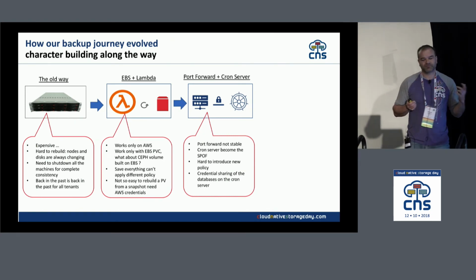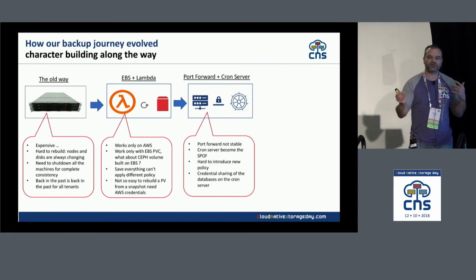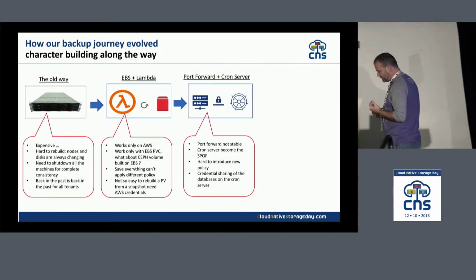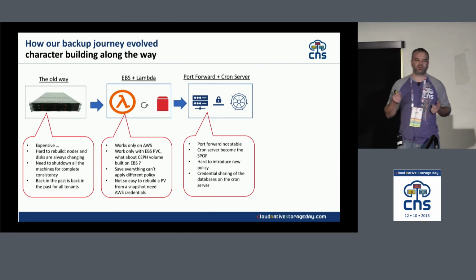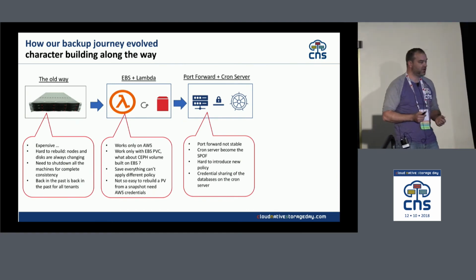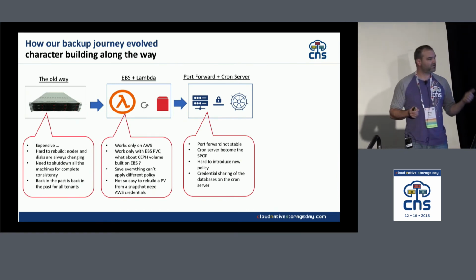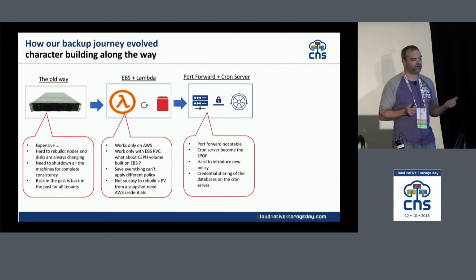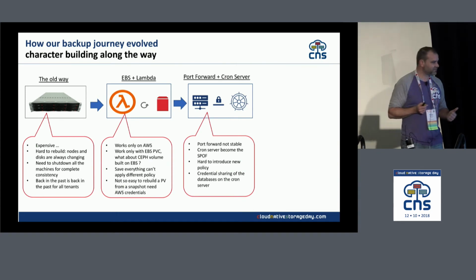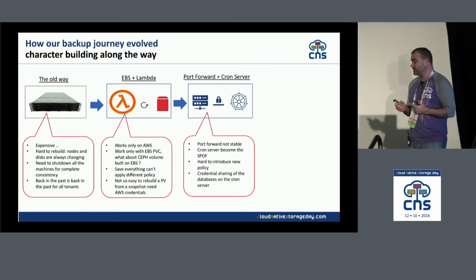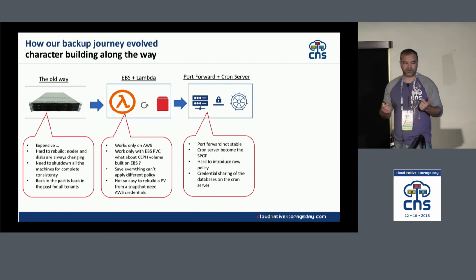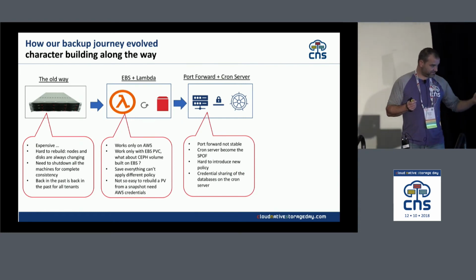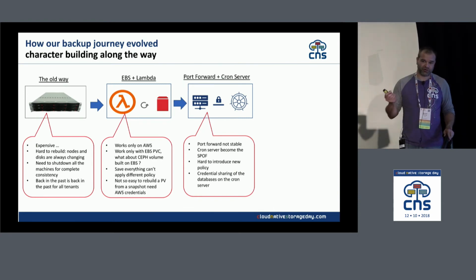We were doing a cron server with port forwarding, and we made all the backup stuff on it using primitive tools like pg_dump, mongodump, and all that. But first, your cron server becomes a SPOF, a single point of failure, which is a very big problem, and it often fails. The port forward is not stable at all. We experienced that. So sometimes the backup didn't work. And you have to share all the credentials.